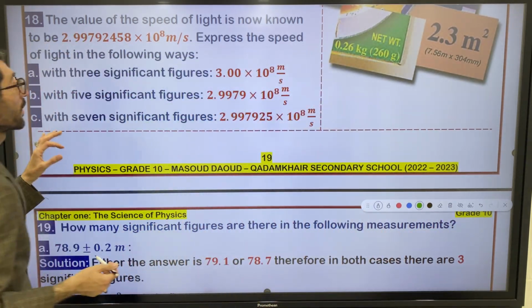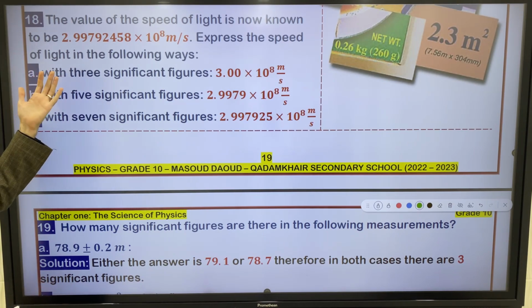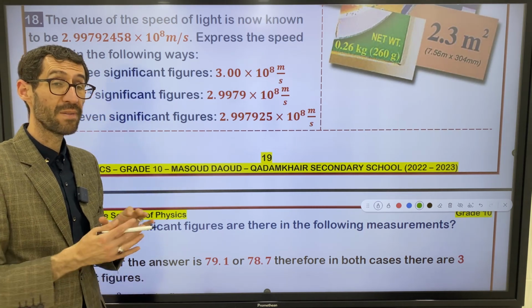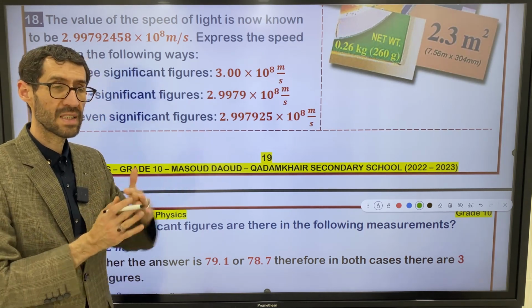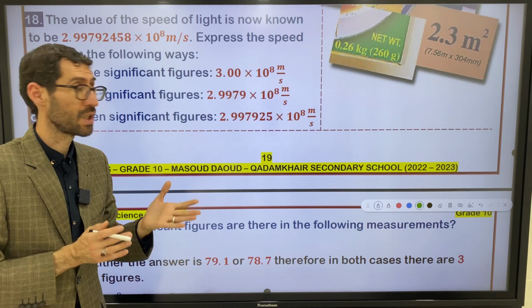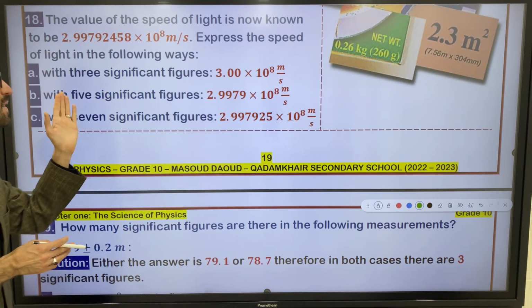I want to read another one. The same question, but B, with 5 significant figures. I told you, whenever it says 3 significant figures, the fourth one will be our final digit. Right now, it says 5 significant figures.